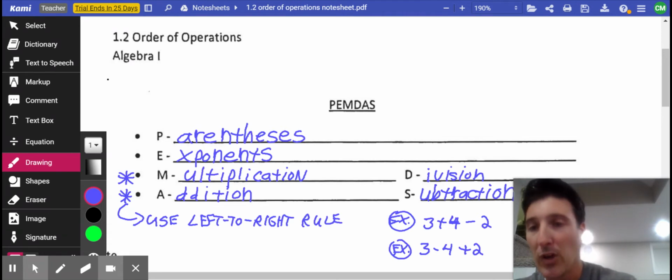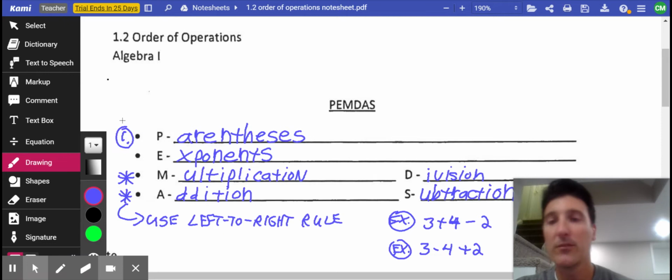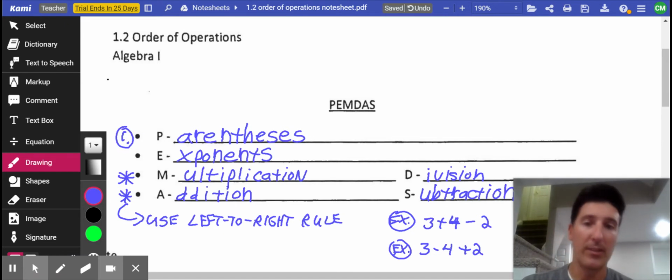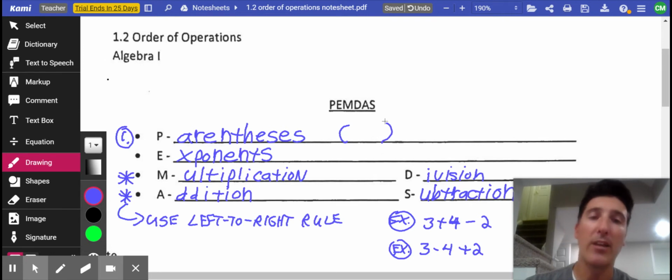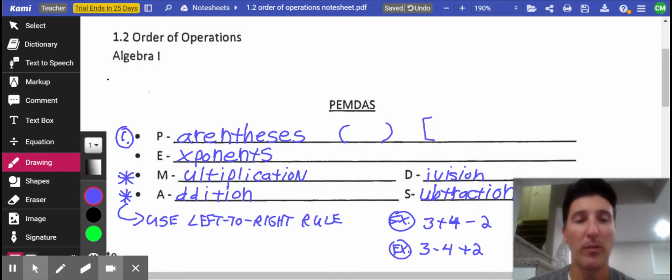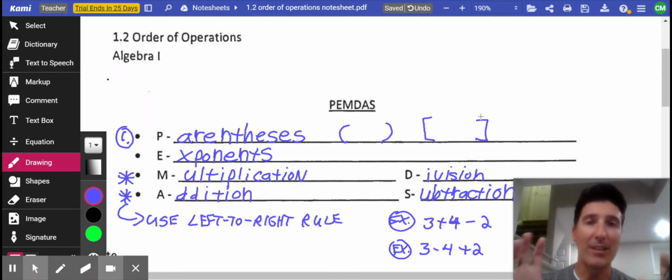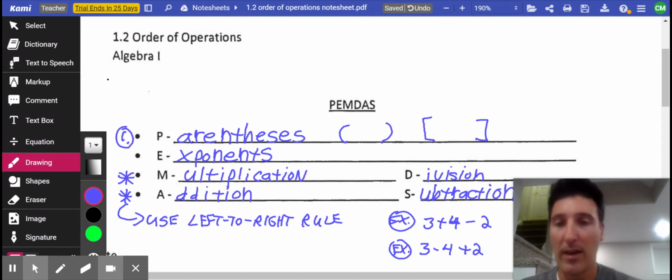All right. So you can see right here, the P, this is the first priority, so I'll put a 1 for it, is parentheses. Parentheses is what it looks like, but it's really any grouping symbol. It can also be brackets. I always say these are like the flashing lights. As soon as you see that, you have to do whatever operation is inside of there first. So you always have to do that first.